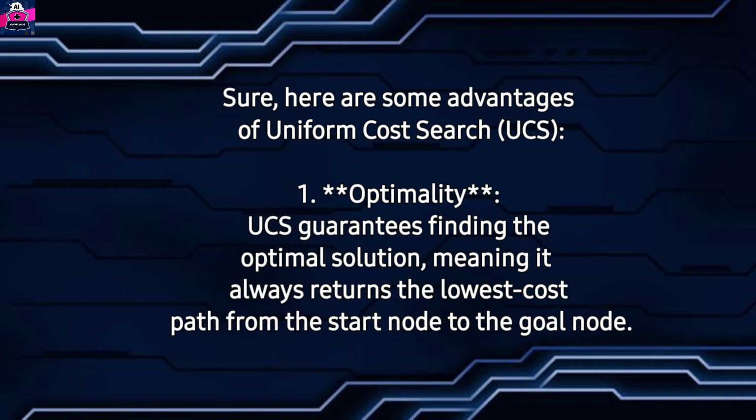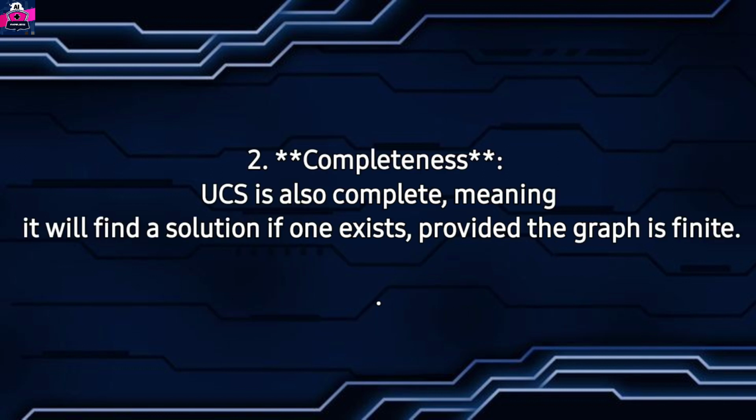costs. Here are some advantages of uniform cost search, UCS. 1. Optimality. UCS guarantees finding the optimal solution, meaning it always returns the lowest cost path from the start node to the goal node. 2. Completeness. UCS is also complete, meaning it will find a solution if one exists, provided the graph is finite.